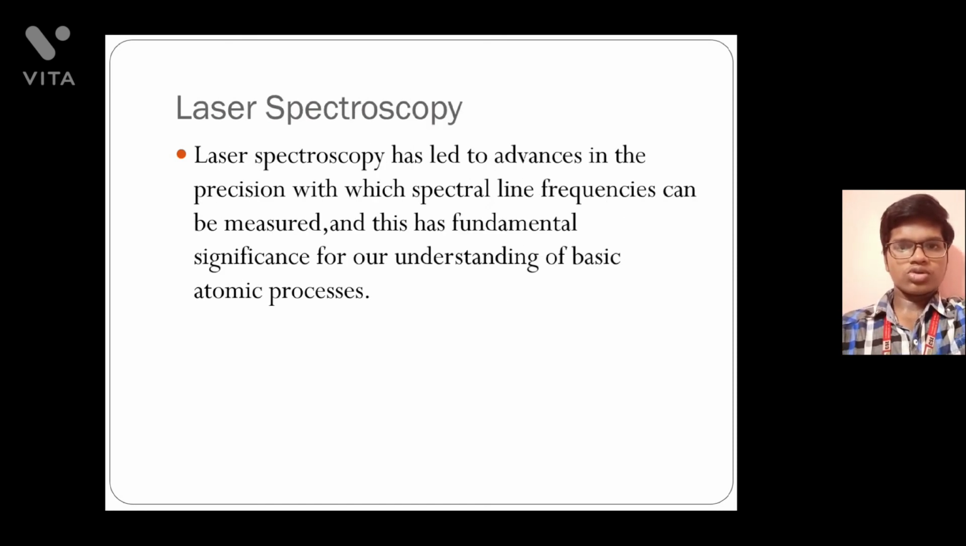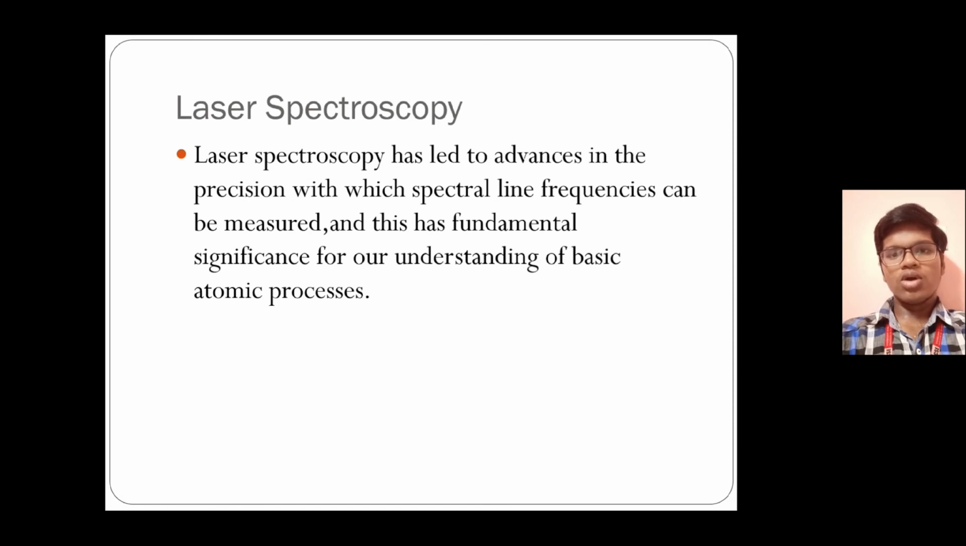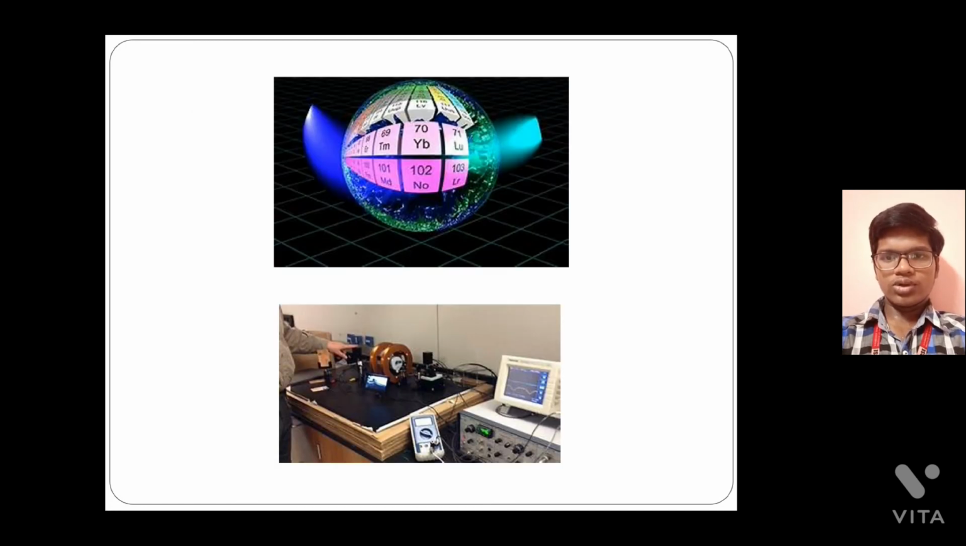Next, laser spectroscopy. Laser spectroscopy has led to advances in the precision with which spectral line frequencies can be measured, and this has fundamental significance for our understanding of basic atomic processes. So using laser spectroscopy, we can know how the processes are going on inside an atom. So lasers have many applications, and it is used in knowing about the atomic processes.